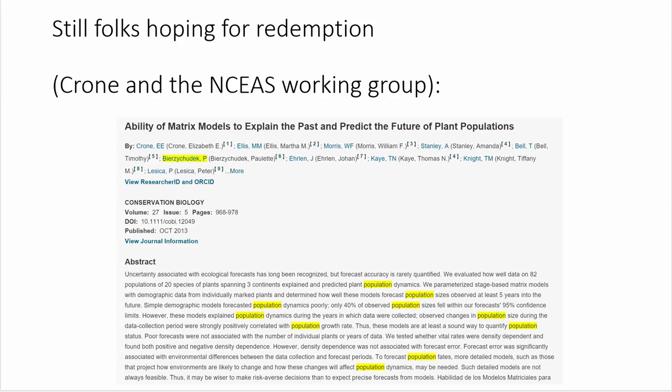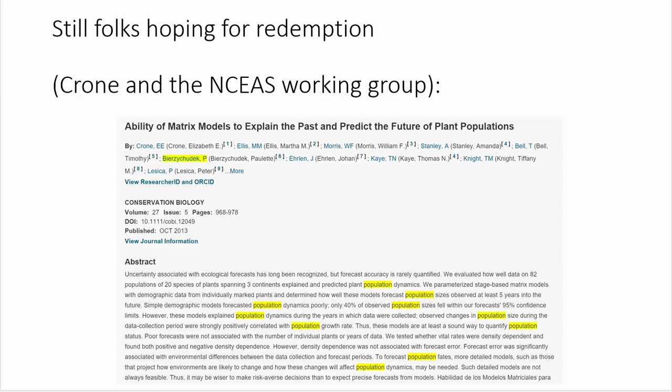That doesn't mean that they've gone away, and I think it just means that we've had to be more clever and more thoughtful about what we do with them. Elizabeth Crone started a working group. I think it was an NCEAS working group, but a number of clever people were in that group, and they were working on PVAs, particularly with respect to plants, and how they might be useful.